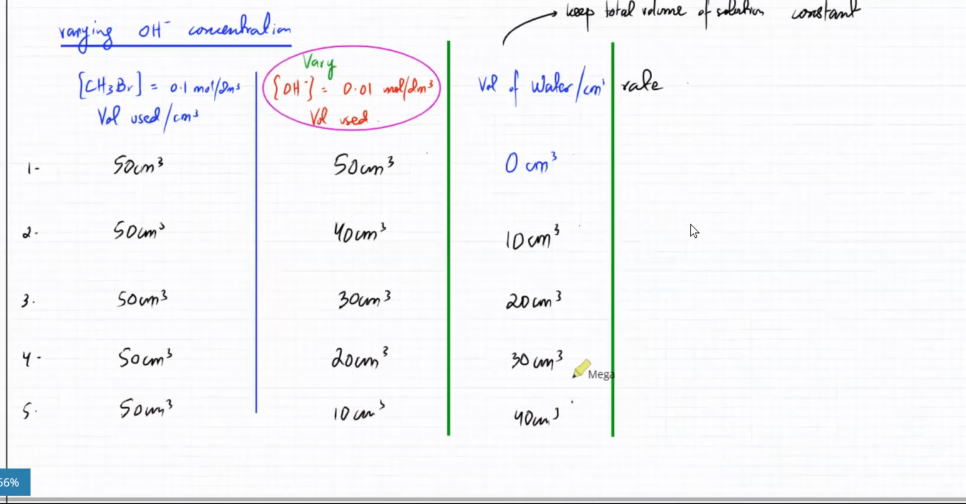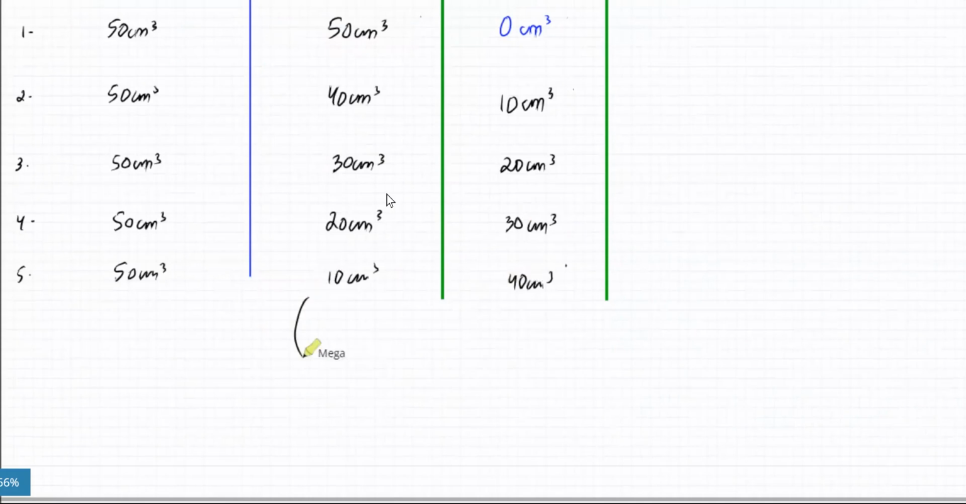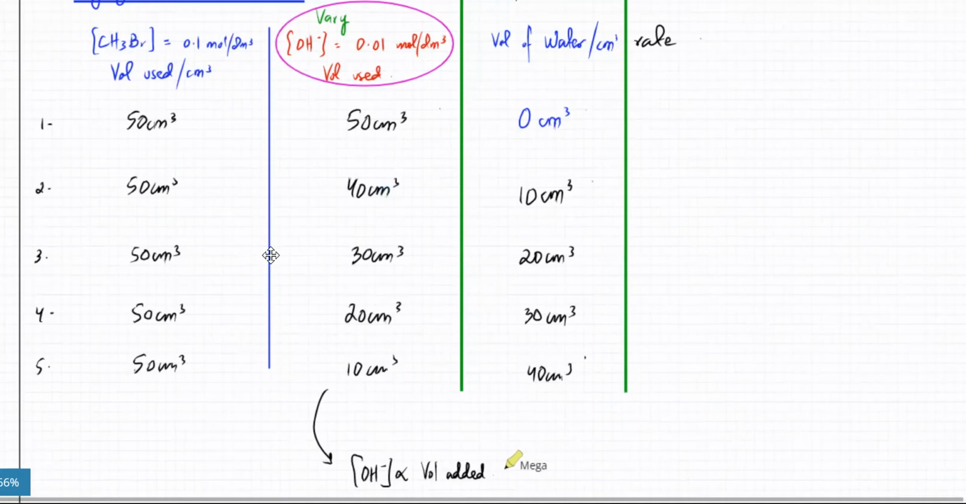Now, the concentration of OH is directly proportional to the volume that you're using. Because as the volume is going down, remember, concentration is moles over volume. So you're adding fewer and fewer moles, and you're adding more water to it. So it gets diluted. So this last one is the most dilute, because you just added 10 cm cube of it, and you added 40 cm cube water into it. The first one is the most concentrated. So concentration of OH is directly proportional to the volume that you're using. So anyway, that's how you're going to do several experiments.